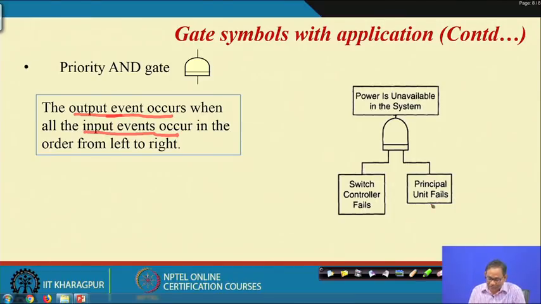So, that is the order, first this and then the second, both things must happen, and it should happen in this order. What will happen if the switch controller is successful and the principal unit fails? Then the standby unit will automatically start working, so power will be available in that case. Okay. So, this is known as the priority AND gate.